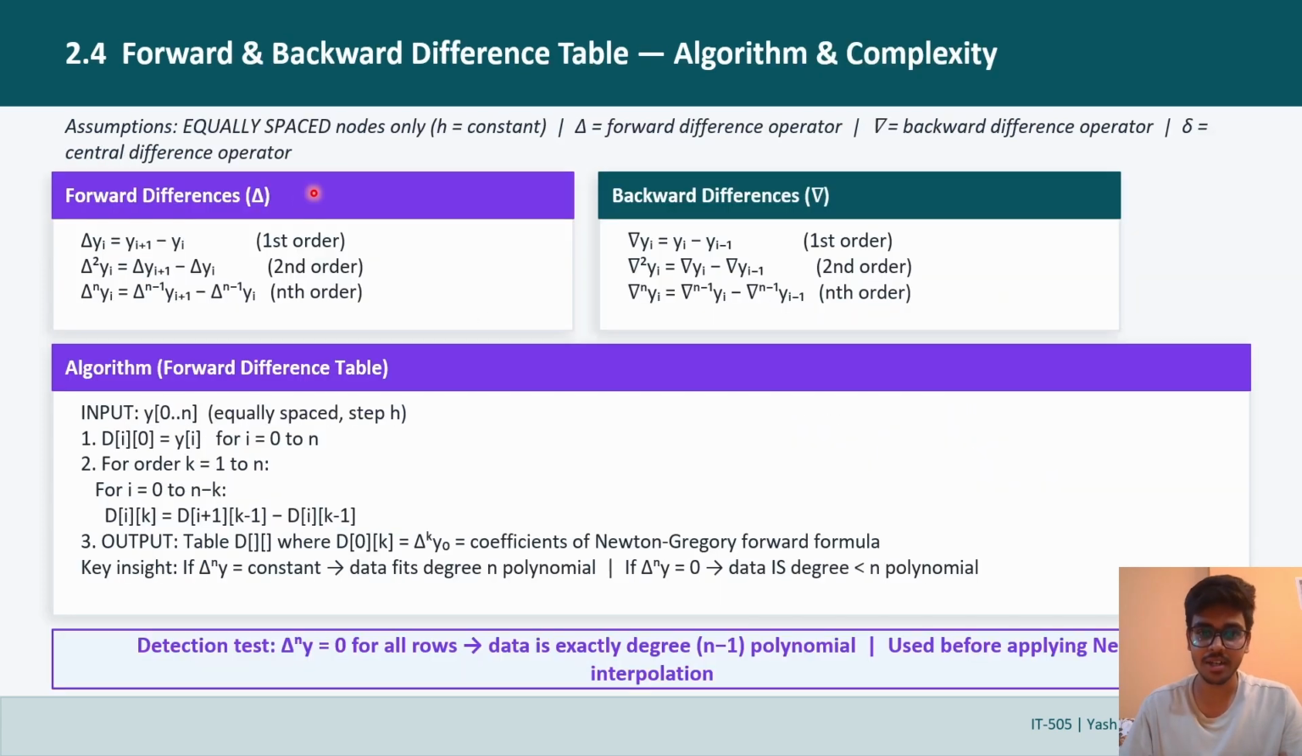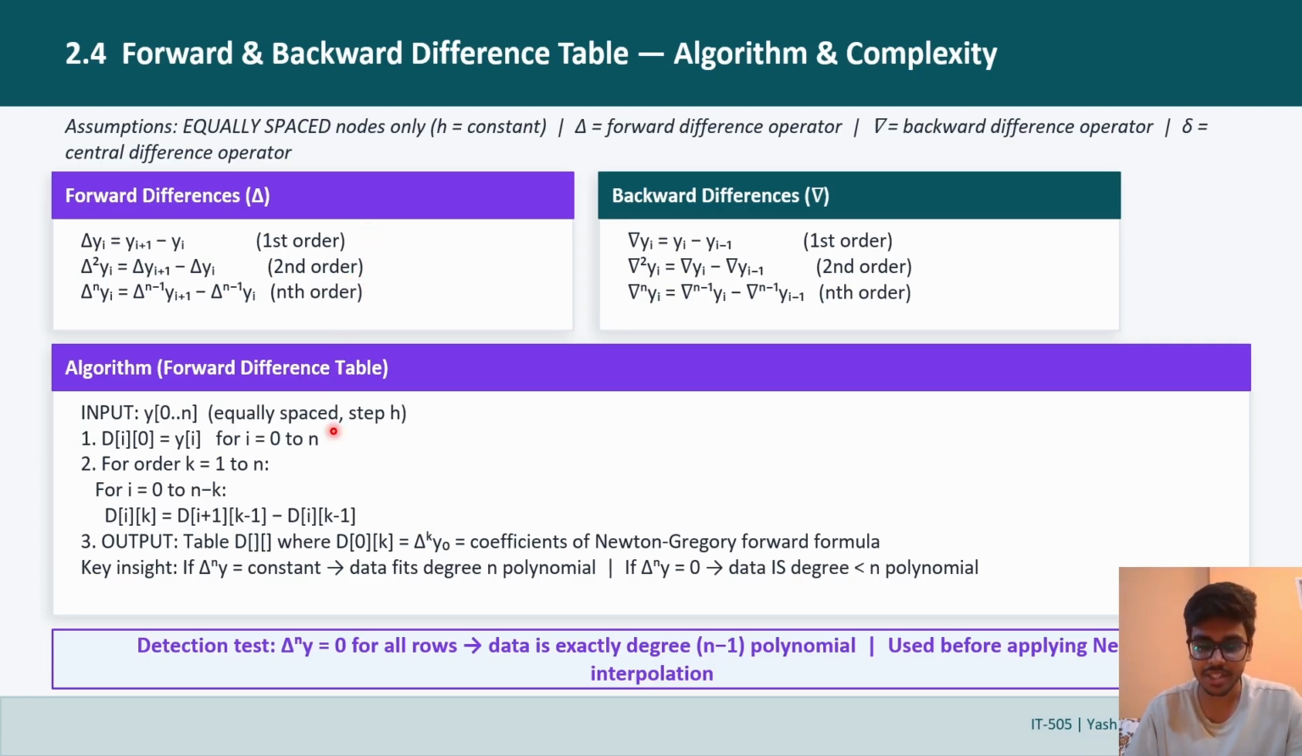Forward and backward difference table. Assumptions: data must be on equally spaced nodes with constant step h. Delta denotes the forward difference operator. Nabla denotes the backward difference operator. Forward difference operator: delta yi equals yi plus 1 minus yi. Second order: delta squared yi equals delta yi plus 1 minus delta yi. The pattern continues for the higher orders.